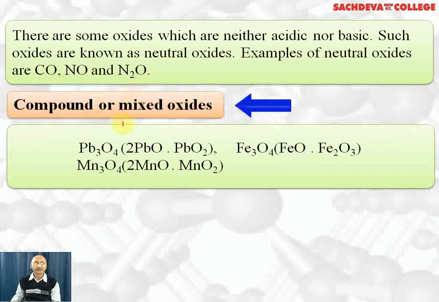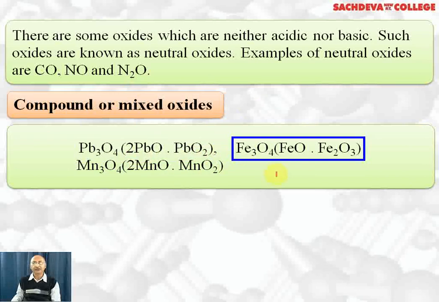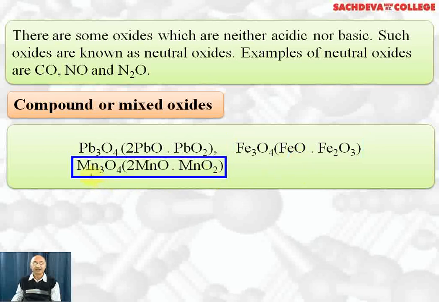Compound or mixed oxides: Pb3O4 is a mixed oxide. It is plumbous plumbic oxide, that is lead-2 oxide and lead-4 oxide. Fe3O4 is ferrous ferric oxide, Fe2+ oxide and Fe3+ oxide. Similarly, Mn3O4 is a mixed oxide. It is manganous manganic oxide, Mn+2 oxide and Mn+4 oxide.